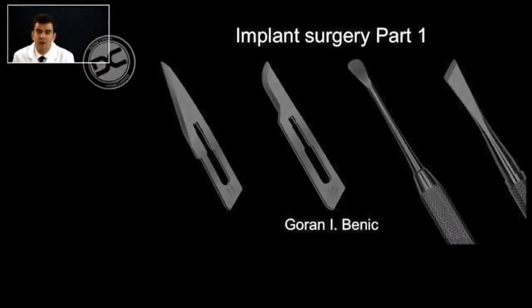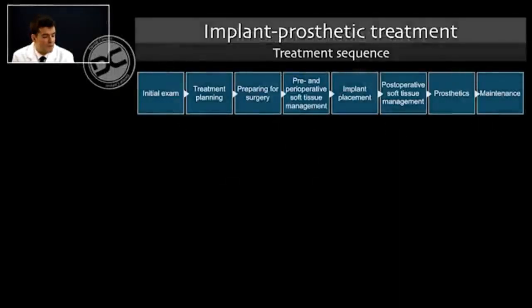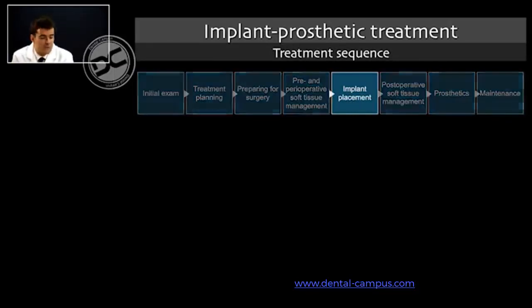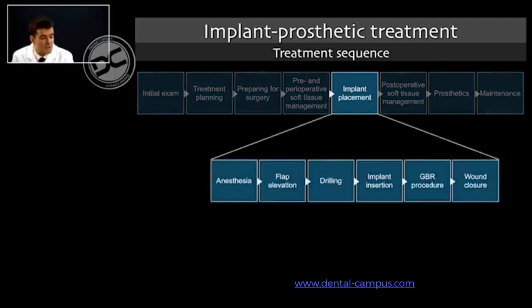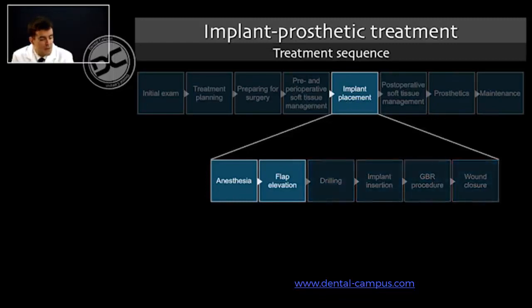Dear colleagues, welcome to Dental Campus, to the lecture on implant surgery. After the initial exam and risk analysis, the treatment planning and the preoperative preparation, which were extensively discussed in the previous lectures, we are now ready for the surgical intervention of implant placement, which of course begins with local anesthesia and ends with a wound closure. So in this lecture, we will focus on the first part of this surgical treatment step: how to ideally gain access to the bone site which is planned for the implant placement.